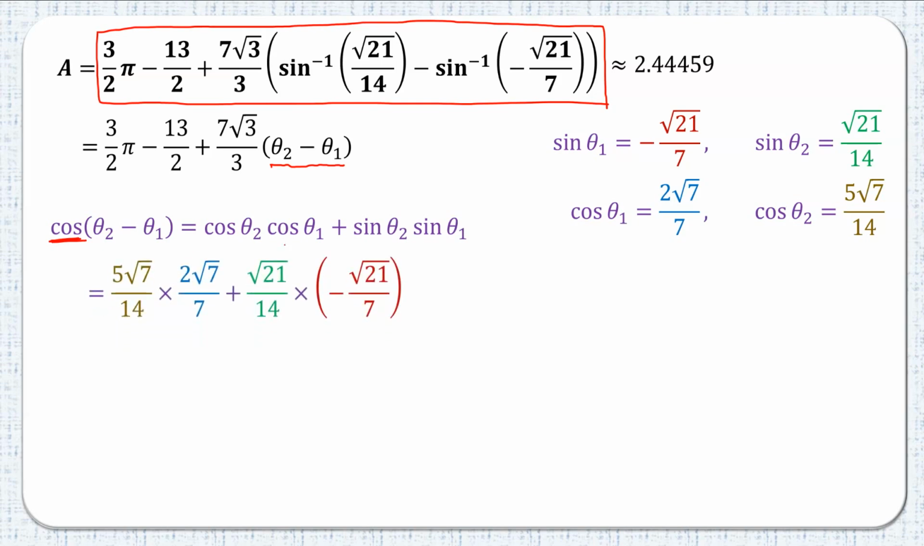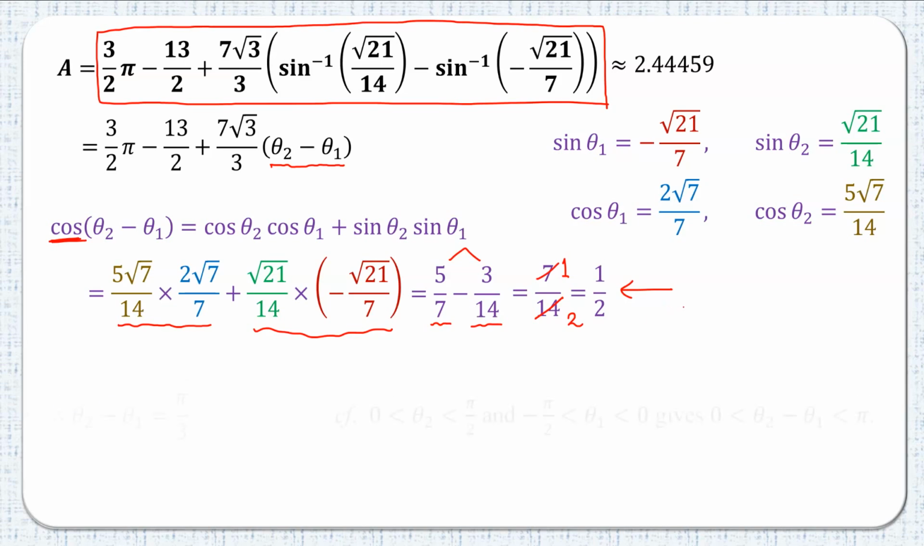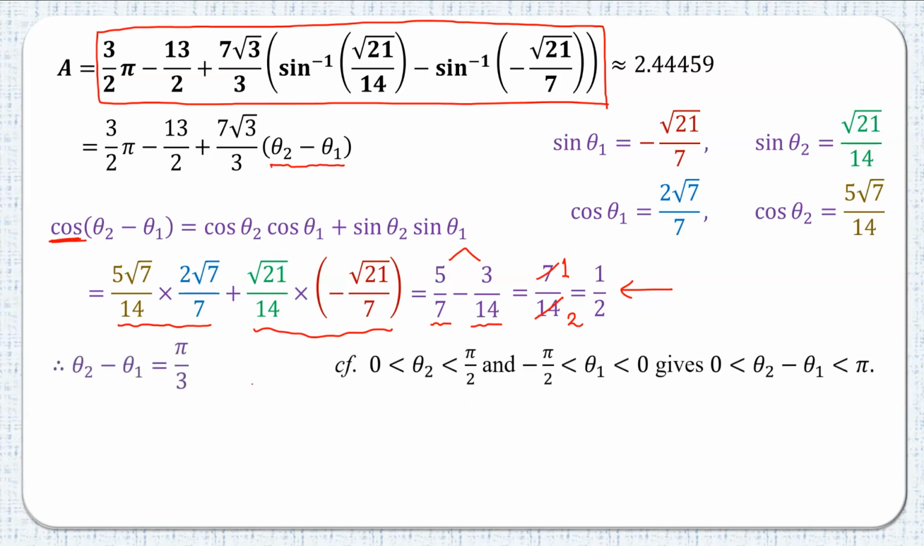So we plug in values, and if you calculate this, the first term is 5 over 7, and the second term is minus 3 over 14. And guess what we get if we do the subtraction? If we use the common denominator 14, we obtain 7 over 14, which is 1/2. And we know that this is a very special trigonometric value, right? This means that in this specific problem, θ2 minus θ1 is equal to pi over 3.